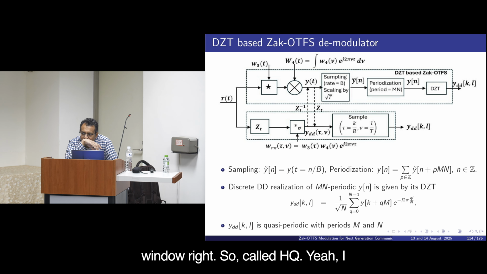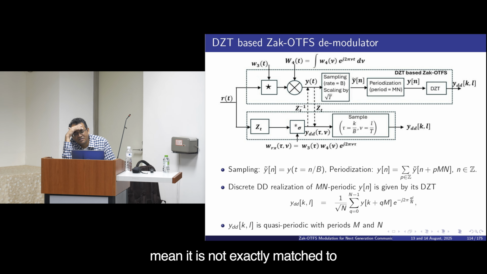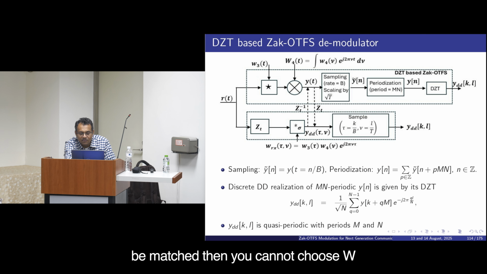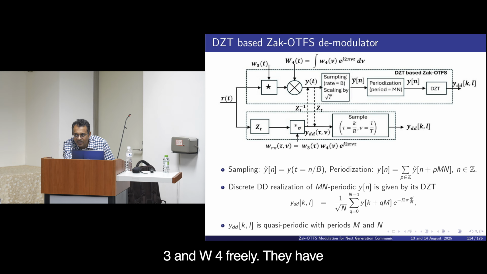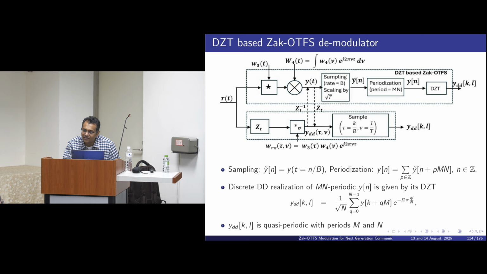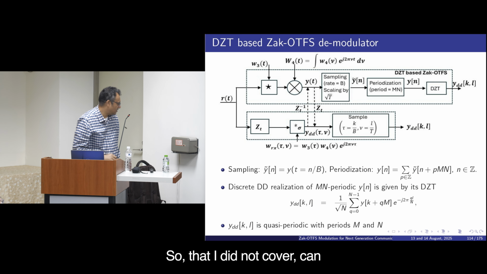It is not exactly matched to your transmitter filter, I am still calling it that, but for it to be matched, you cannot choose W3 and W4 freely. This W_RX will basically depend on what is W_TX. That I did not cover.